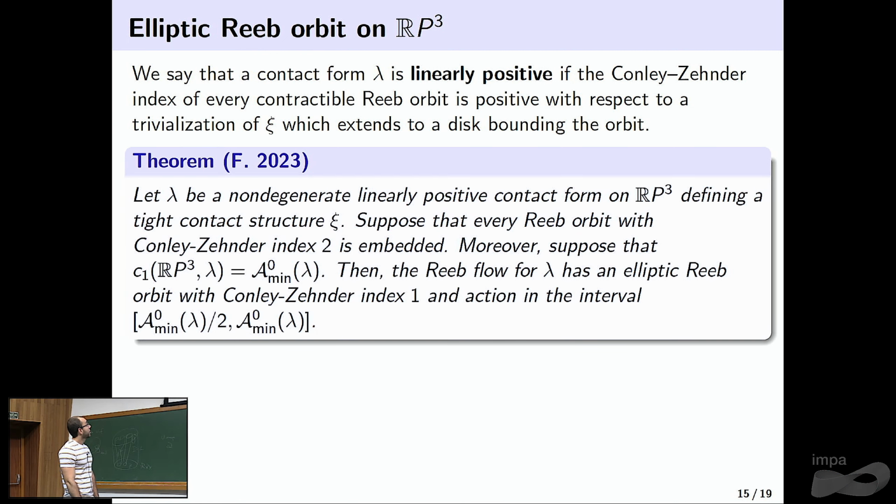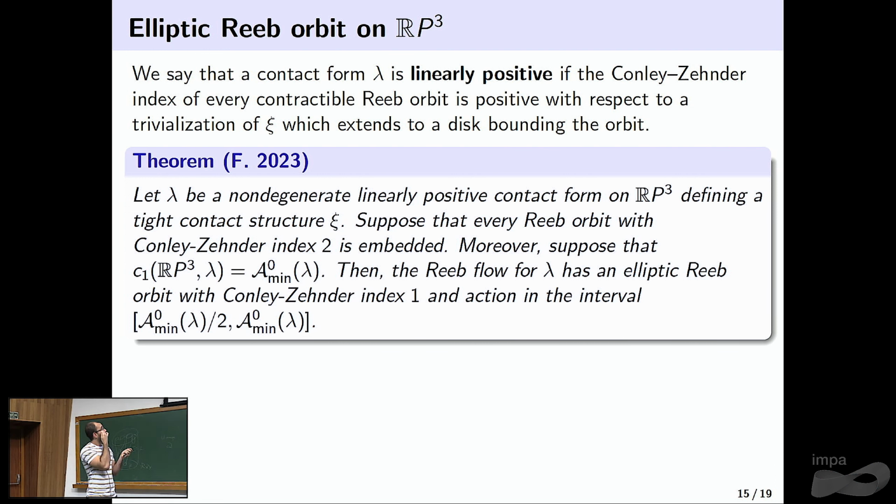So this is the theorem. Take a non-degenerate linearly positive contact form on RP3, defining a tight contact structure. You can think just about the standard contact structure; that's not a problem. Suppose that every Reeb orbit with Conley-Zehnder index 2 is embedded, so there are no multiply covered orbits with Conley-Zehnder index 2. Moreover, suppose that c_1, the first value of the ECH spectrum, agrees with the minimal action among the null-homologous orbit sets. That's why the 0 here: you are considering orbit sets where the singular homology class is 0.